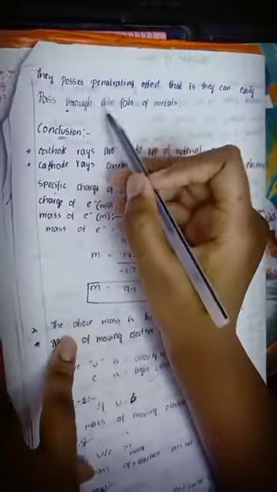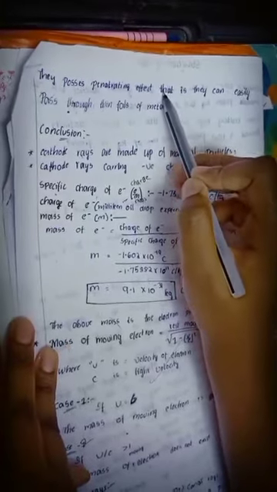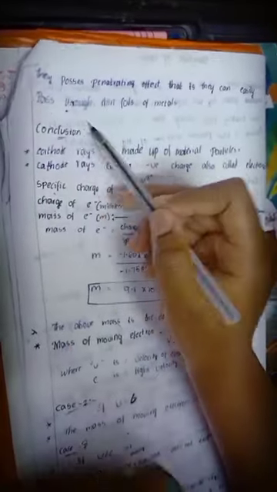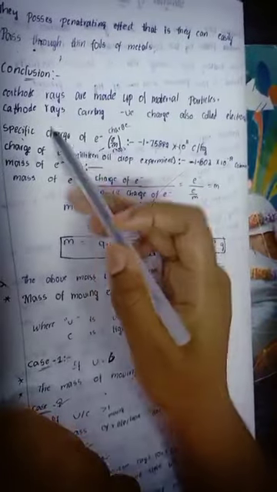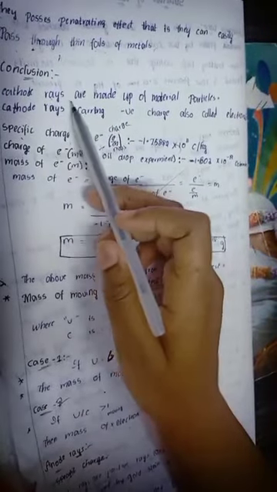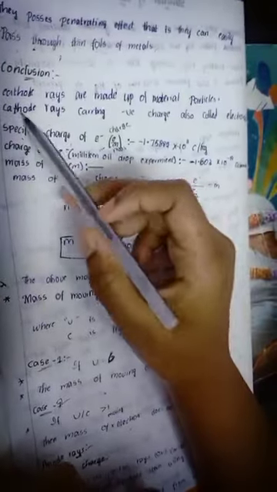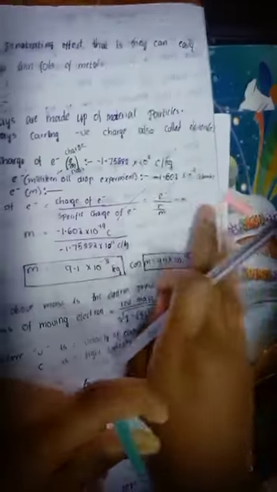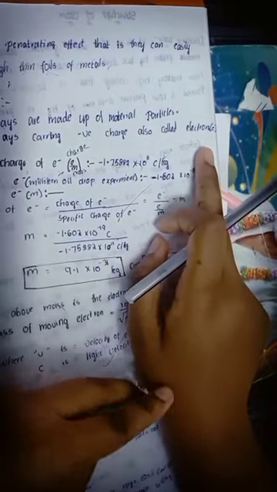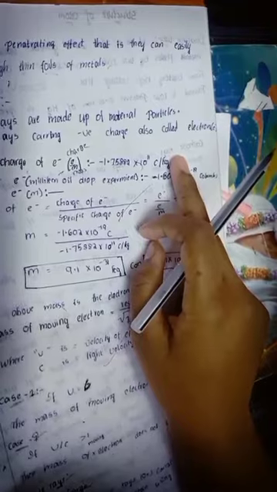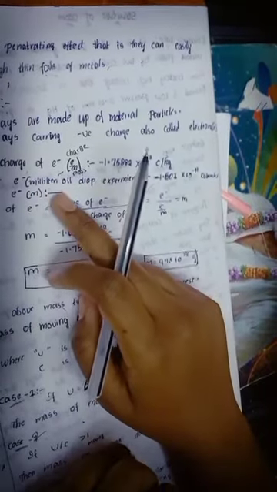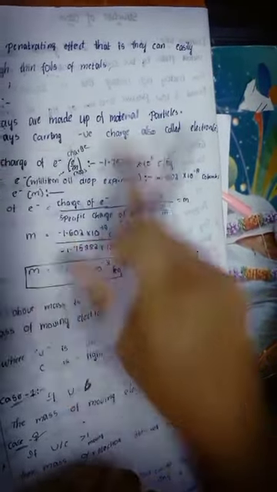If you keep the ZnS at the end, it possesses penetrating effect, that is they can easily pass through thin foils of metals. Conclusion: cathode rays are made up of material particles. I already said that. Cathode rays carry negative charge, and they are also called electrons. Electron carries negative charge.